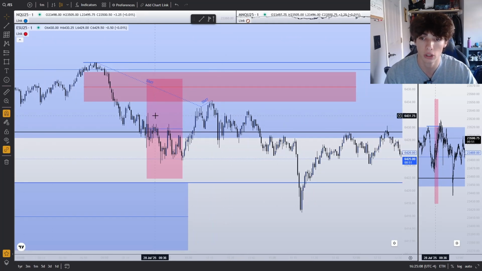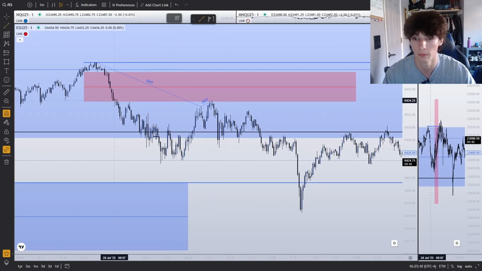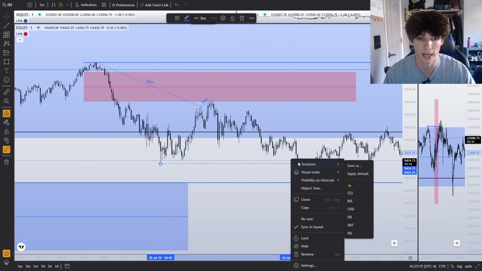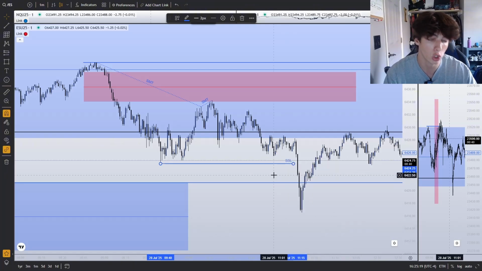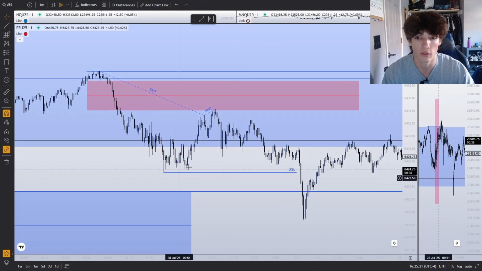This is a textbook market maker buy and sell model right here. Right at that 9:56 time, we start to see efficient action towards the upside to tap into that fair value gap, and then we displace lower. We have an external and an internal SMT. We have generated liquidity right here.